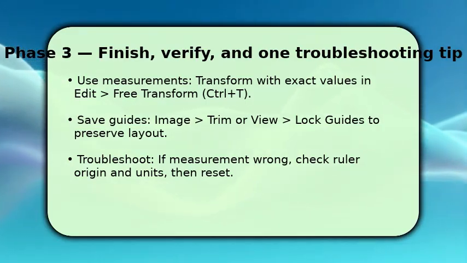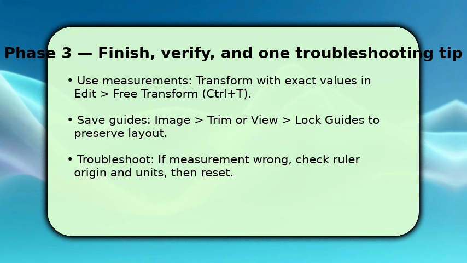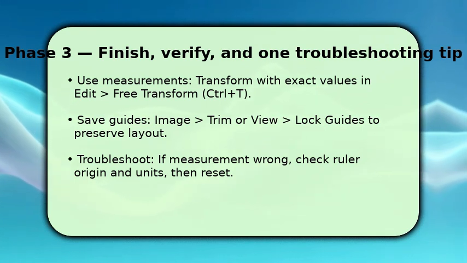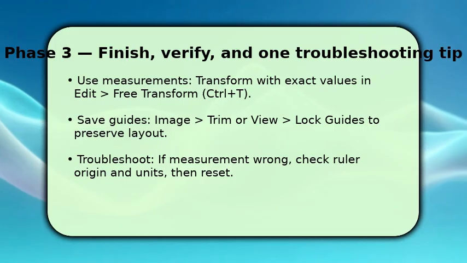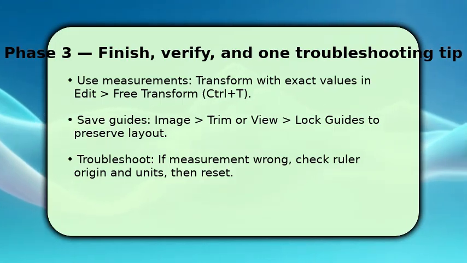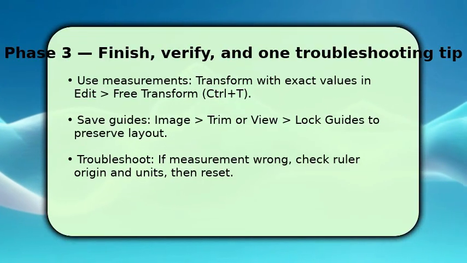Use Edit Free Transform, Ctrl plus T, and enter exact values from the info readout to scale or rotate layers precisely. Make sure to save or lock guides via View Lock Guides so nothing shifts. Alternatively, trim or export a guide-marked copy.